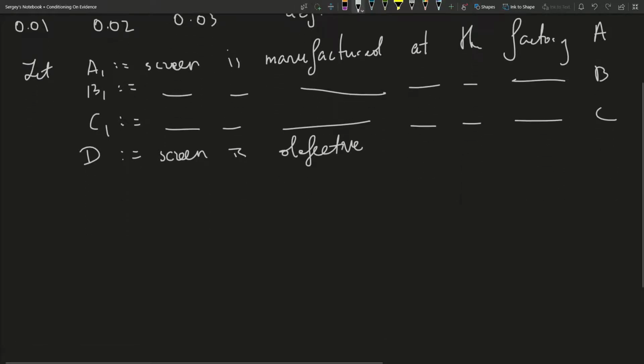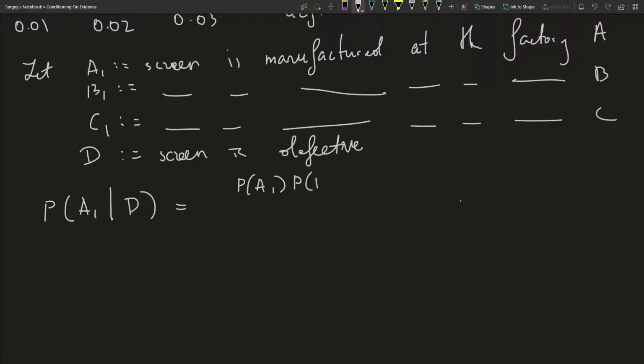So given that the screen is defective, what is the probability that it was manufactured at company A? So this is the probability we need to find. Now, to find this probability, we'll be using Bayes' rule and the law of total probability. Applying Bayes' rule, this probability equals the prior probability of the screen being manufactured at factory A times the likelihood of it being defective given it was manufactured at factory A.